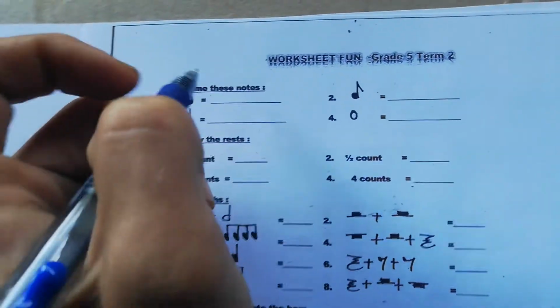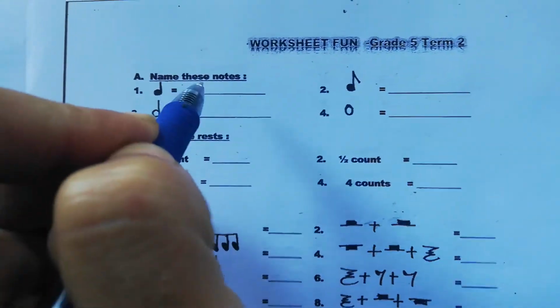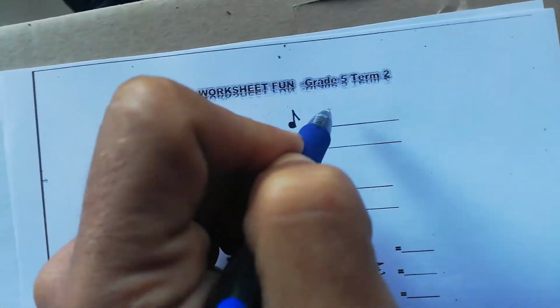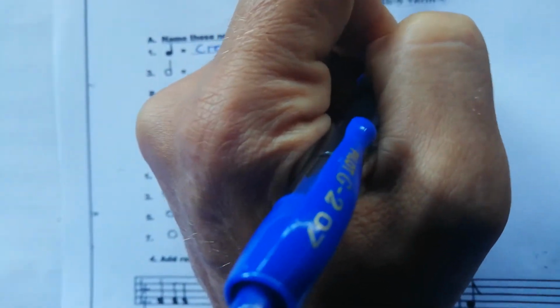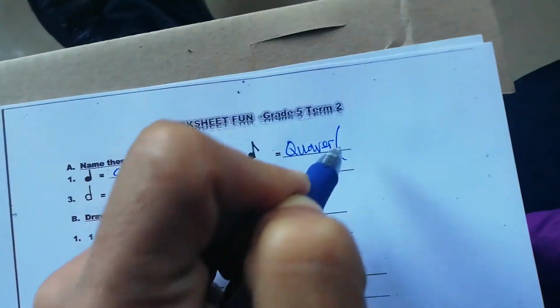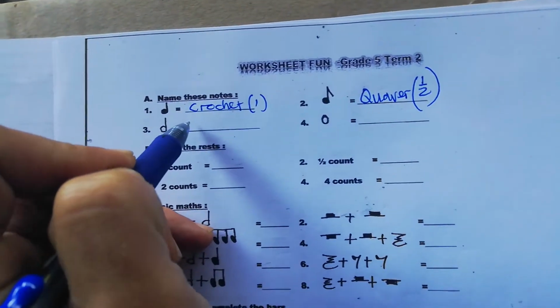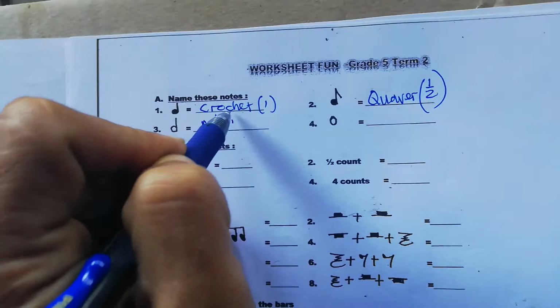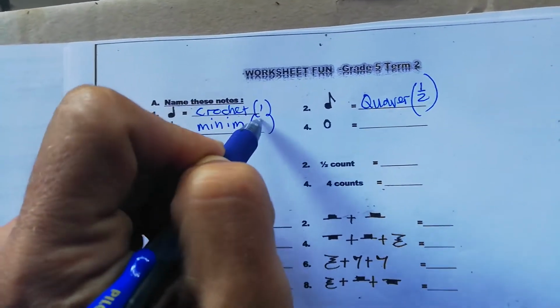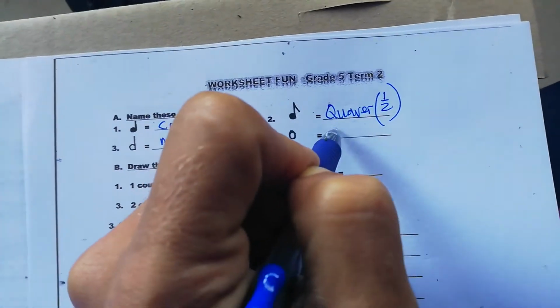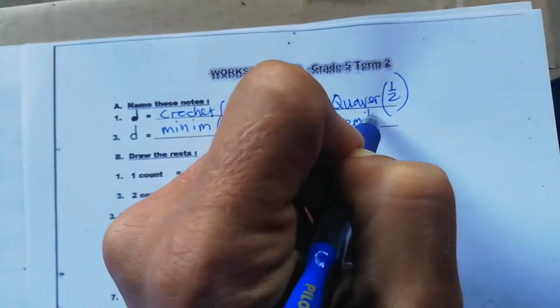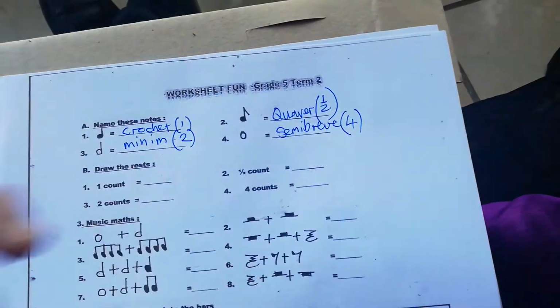I'm just going to go over your first worksheet, which we haven't marked yet for the lockdown. So, number 1A. Name these notes. The first note is called a crotchet, and it is 1 count. Number 2 is called a quaver, and it is half a count. Okay, then number 3 is called a minim, and it is worth 2 counts. Number 4 is called a semi-breve, and it is worth 4 counts.